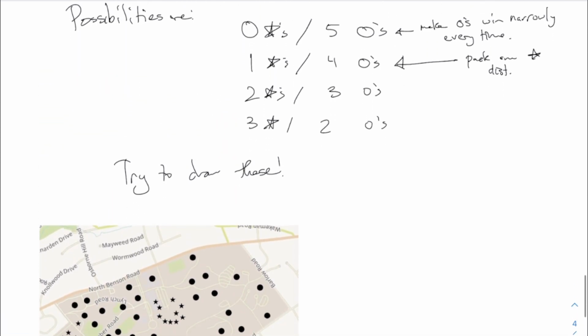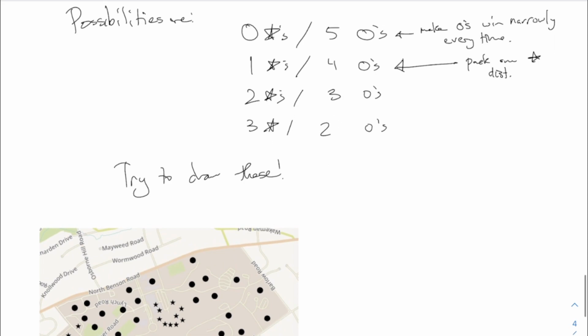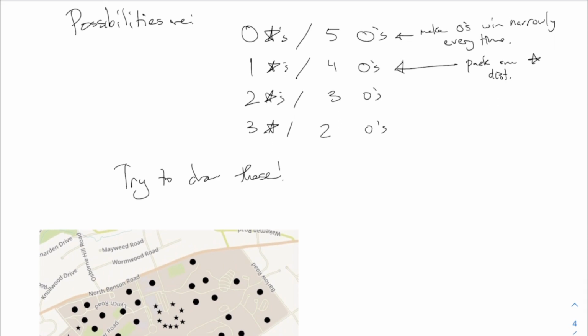I will, again, give you a few minutes, and then we'll chat about it. I would say the 0 and 5 and the 3 and 2 are going to be a little difficult. Maybe try these two in the middle first. They're a little easier than the other more extreme ones.